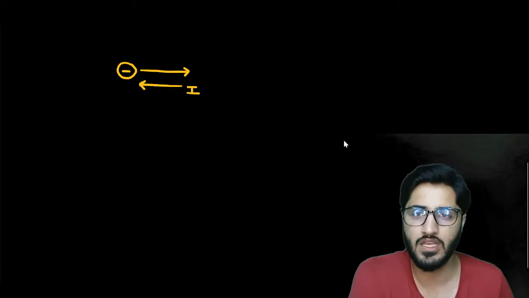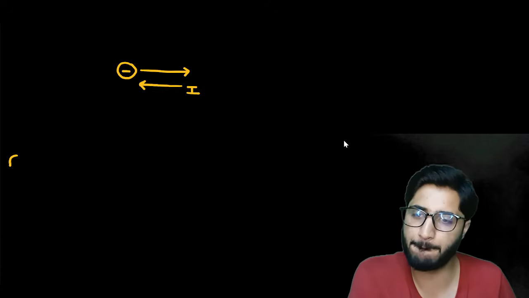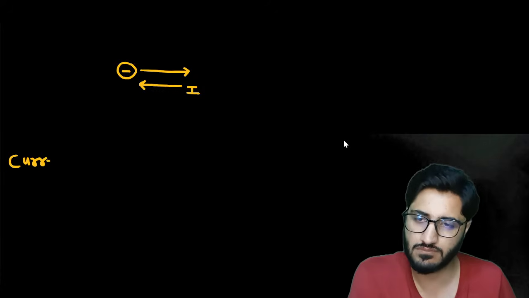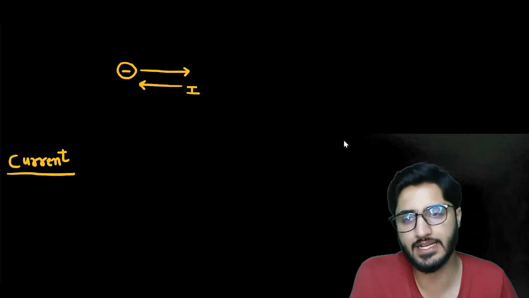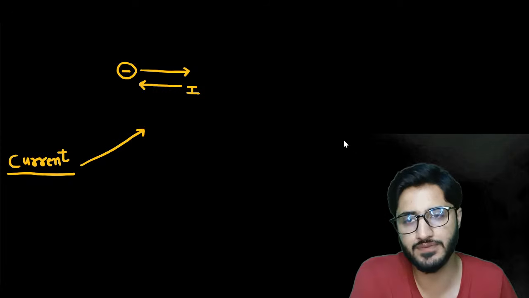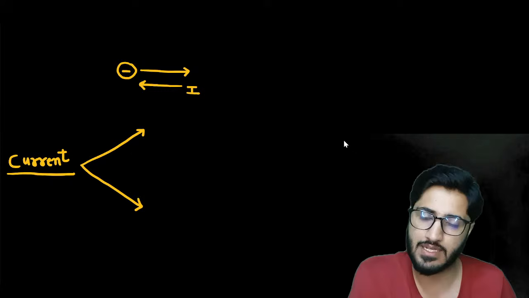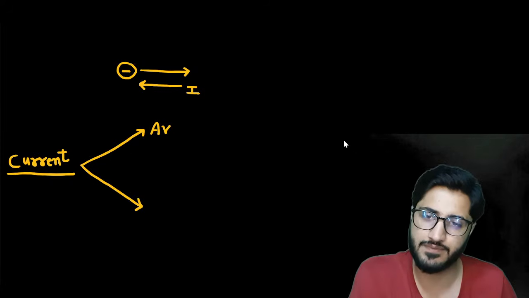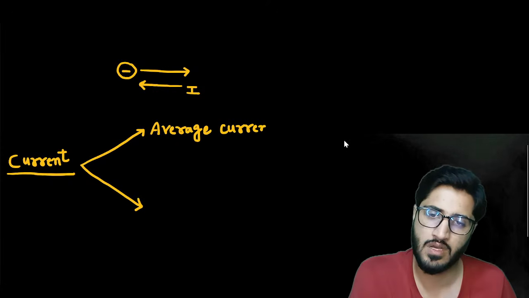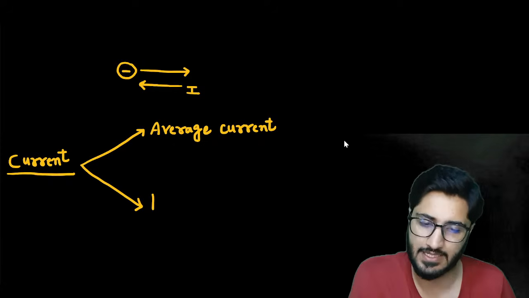Now, if we talk about the types of current, if we broadly divide the current, we have two types. One is average current. One is instantaneous current.